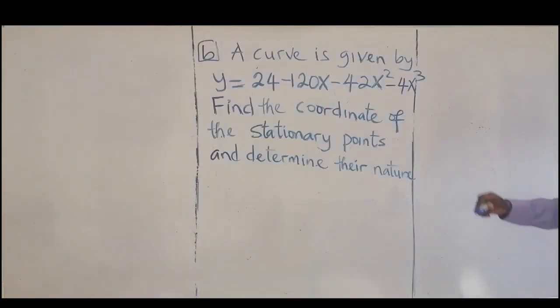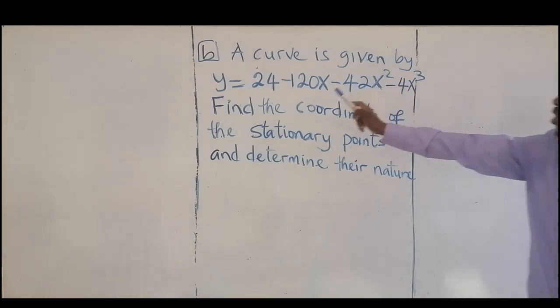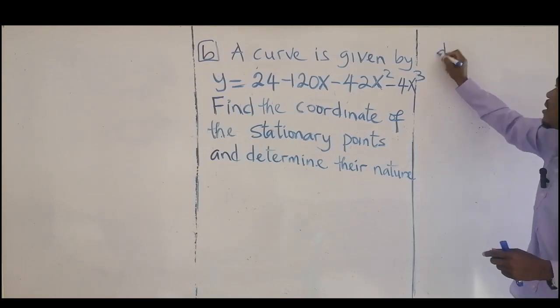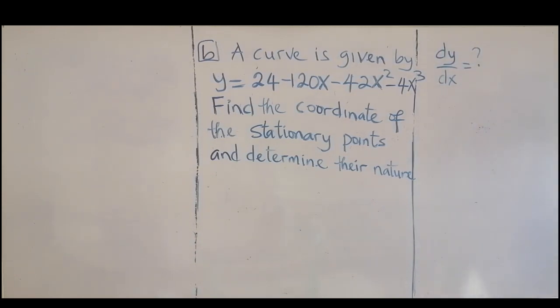The B part of this question, we have a curve given by this equation. Find the coordinates of the stationary points and determine their nature. So what we're going to do to find the coordinates of the stationary points is get the derivative dy/dx, and let's do that without wasting time.